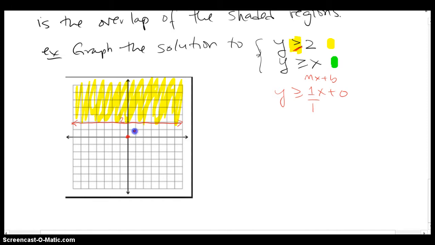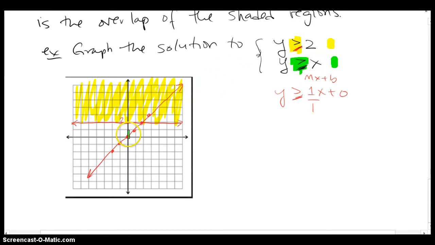So I'm going to go up 1 over 1, up 1 over 1, up 1 over 1, or down and left, down and left. And this too is a solid line because it includes the equal sign. So there's my line, includes the border as part of the solution. And let's see what it says. It says y has to be, again, bigger than this x line.